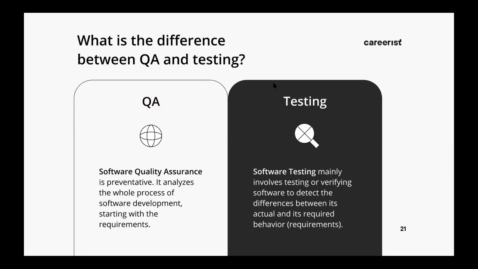That's testing. Software quality assurance is preventative. It analyzes the whole process of software development, starting with the requirements. Quality assurance is like an umbrella term. It's a bigger concept that says we need to analyze the requirements first. We need to work with other teams. We might even start thinking about quality assurance before the software is implemented or before there's a prototype. We will do whatever we need to ensure the quality of this product and future releases.